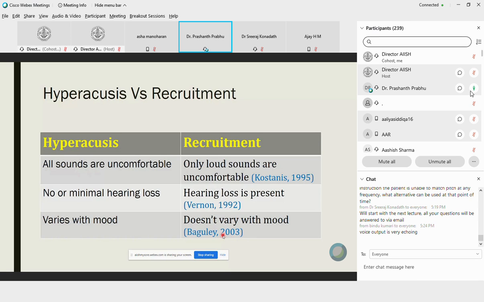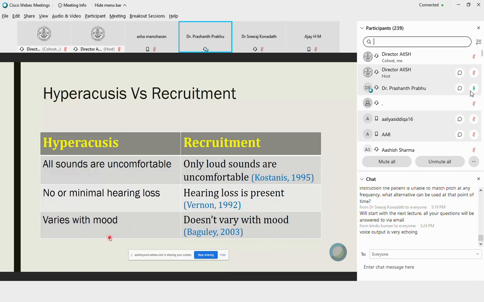Another major indicator is hearing loss. Individuals with hyperacusis will have no or minimal hearing loss, very little hearing loss, but hearing loss is very prominent in recruitment, because one of the reasons for recruitment is possible outer hair cell loss and a possible cochlear hearing loss. In those individuals, we experience recruitment, or hyper-recruitment, that is more common. So if hearing loss is present, we should be careful in diagnosing hyperacusis, because they may have recruitment. And hyperacusis varies with mood.